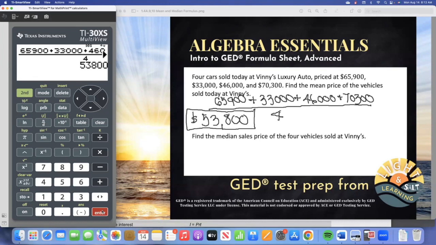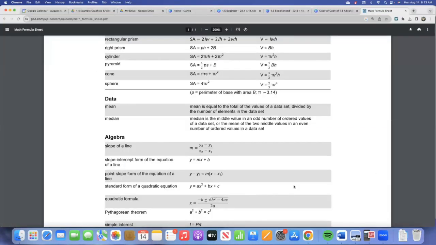So mixing up mean and median is a big issue for students, but it doesn't have to be an issue for us if we remember that it's on the formula sheet. According to the formula sheet, to find the median, now this one's a little tricky, so let's pay attention. It says median is the middle value in an odd number of ordered values.